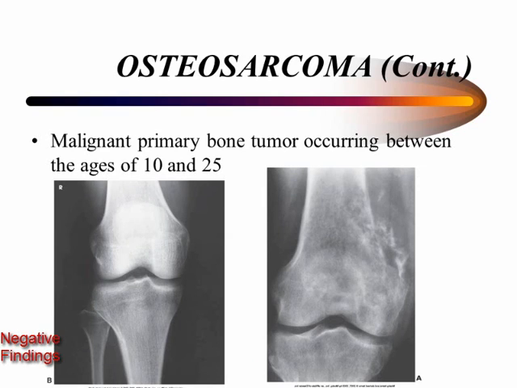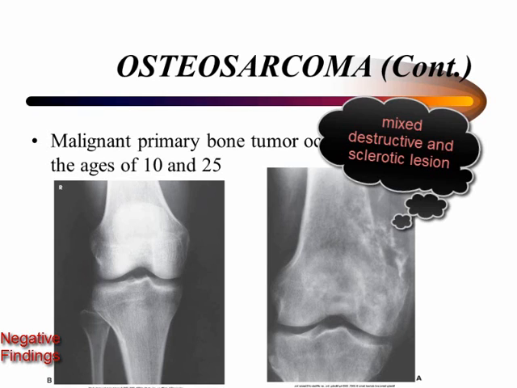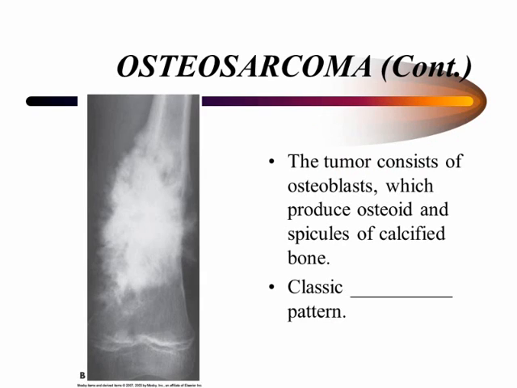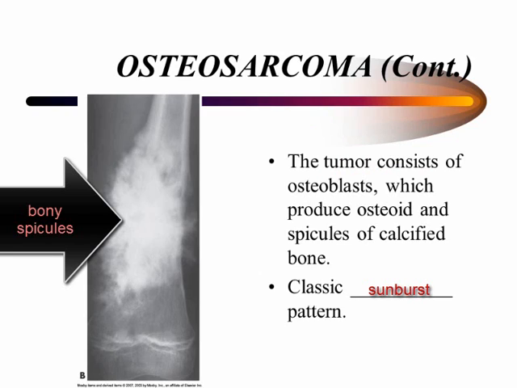The typical radiographic appearance of osteogenic sarcoma is a mixed destructive and sclerotic lesion associated with a soft tissue mass, irregular periosteal reaction, and reactive new bone formation. In the classic sunburst pattern, horizontal bony spicules extend in radiating fashion into the soft tissue mass.